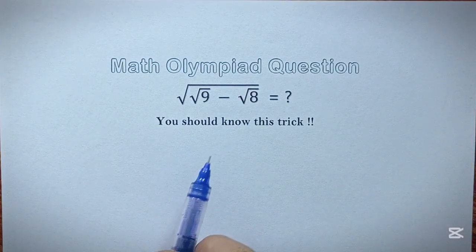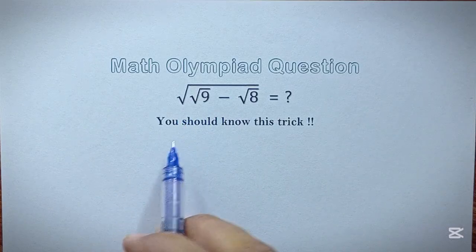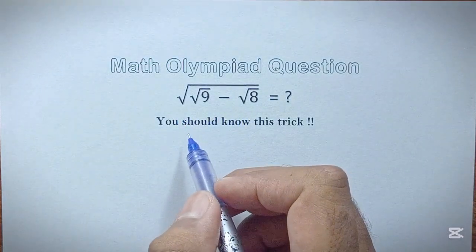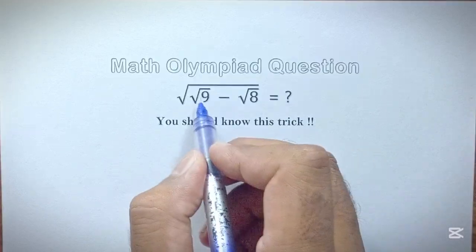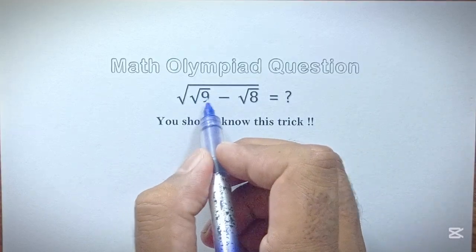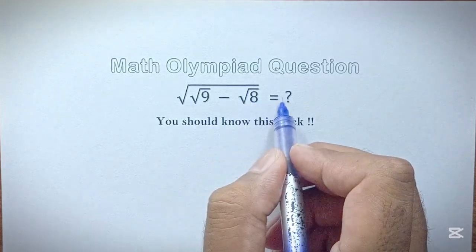One of them is today's Math Olympiad question, which many math experts failed to nail. Okay, let's move to the question. The question is: the whole under root of 9 minus under root of 8. Can you solve it before the video ends?